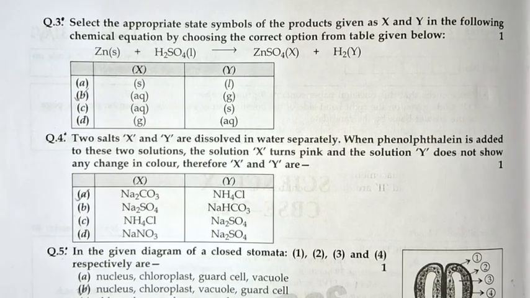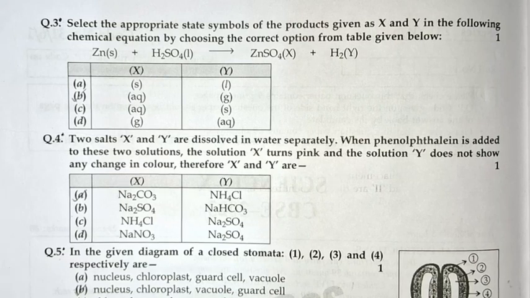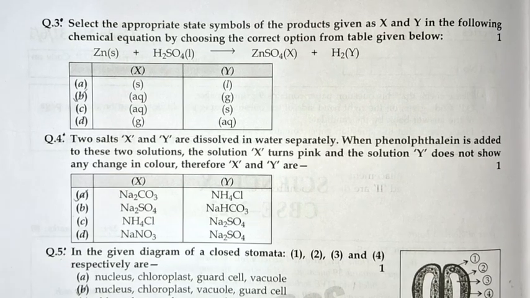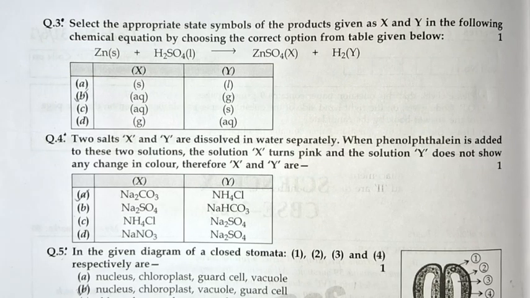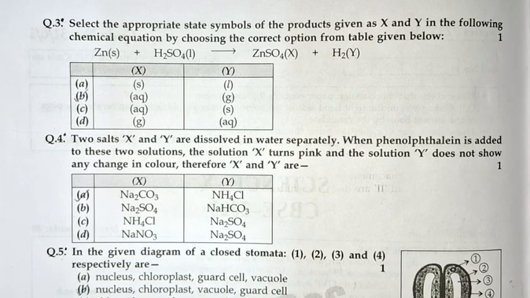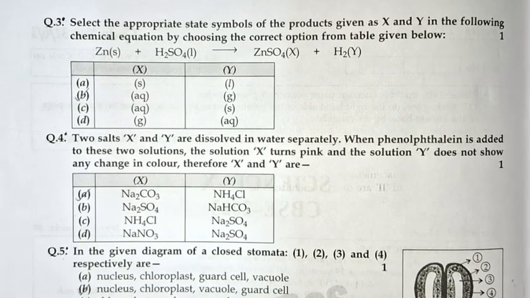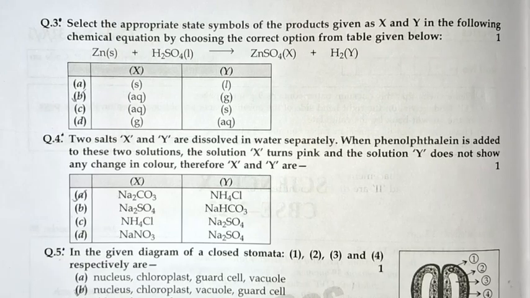Question number 4. Two salts X and Y are dissolved in water separately. When phenolphthalein is added to these solutions, the solution X turns pink and the Y turns colorless. That is, it does not show any change in color. Therefore, X and Y are. Answer is option A, Na2CO3 and NH4Cl respectively.